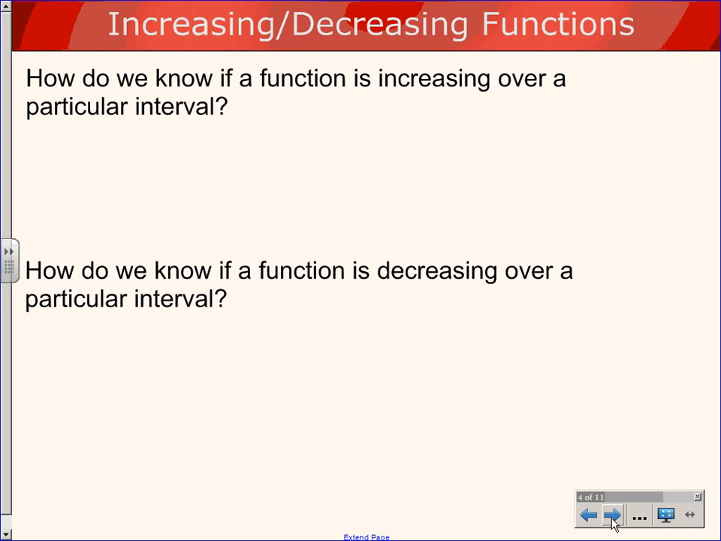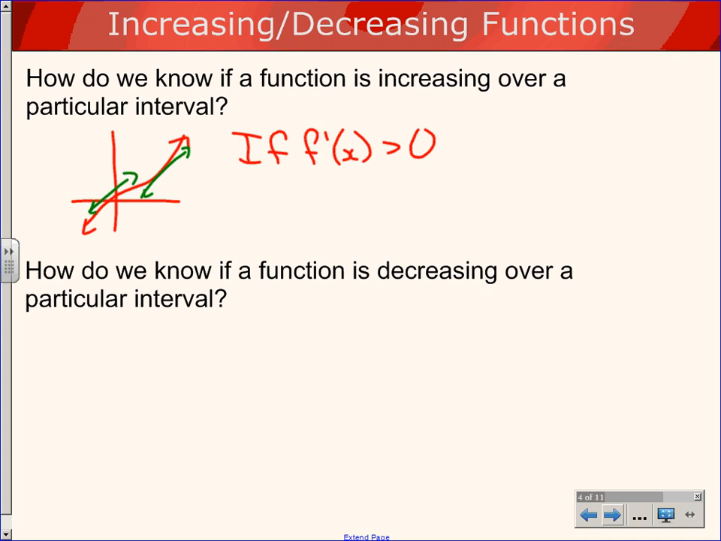Fun over. How do we know if a function is increasing over a particular interval? Increasing would mean the graph is going upwards, right? It's going up like that. That would be an increasing function. It's increasing if the derivative is greater than 0, right? If the derivative is greater than 0, then our tangent lines are positive. That's all we need to look at. And how do we know if it's decreasing? If the derivative is less than 0.